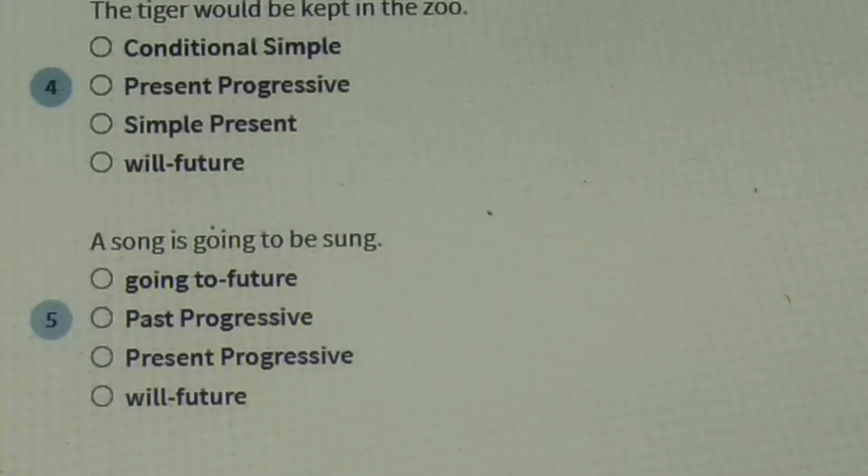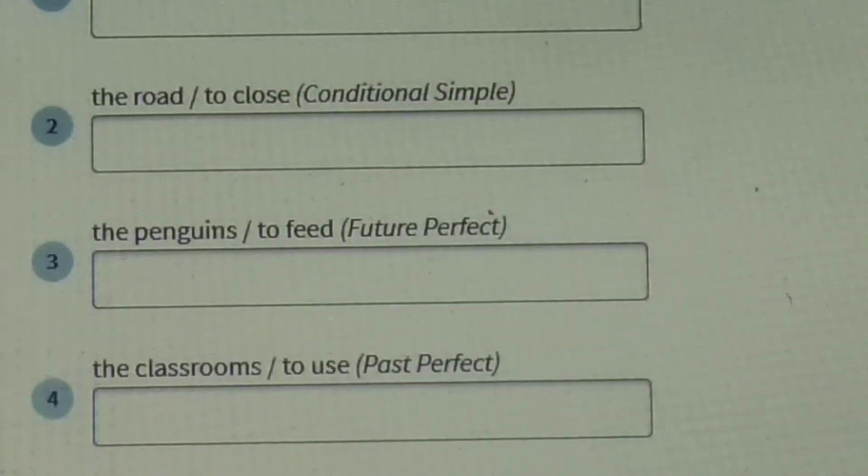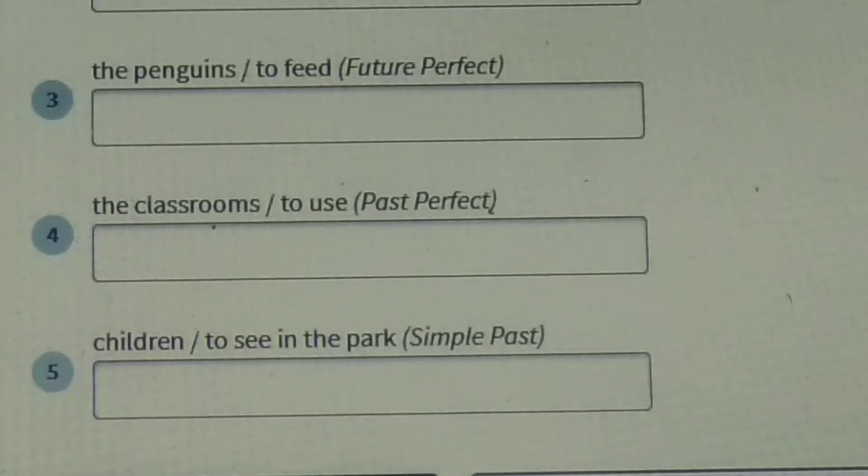It's all about tenses. Make correct passive phrases. Mind the tenses in the brackets. You have to be careful about that, children. It is written there: will, future, conditional, simple, future perfect. Look at the questions, the second, third, the fourth. Are you noting down? Very good. Don't forget to note down the fifth question.